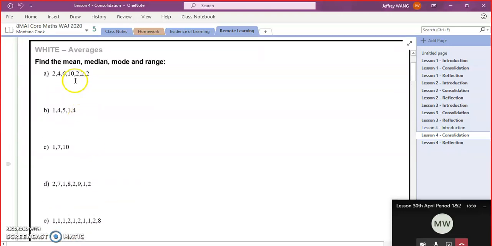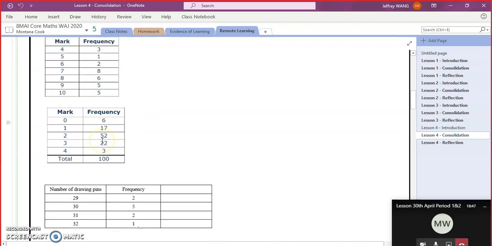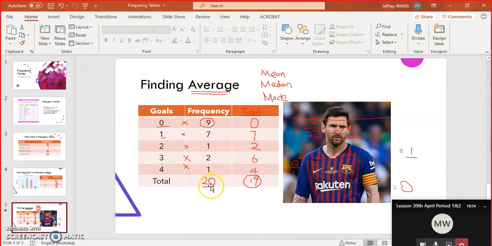The first section is really just about the numbers, the stuff you're familiar with. The second one is about the frequency table. Just one thing to add on: sometimes you see the word total here, which is a little bit similar to the total here. So we don't need to do total times 20. We just need to multiply whatever is above that, get a total from that, and use this number to divide by the total.